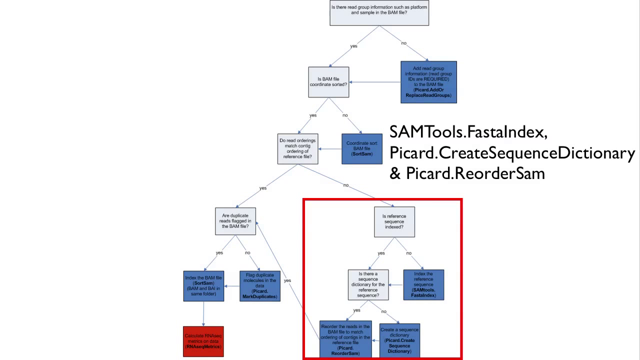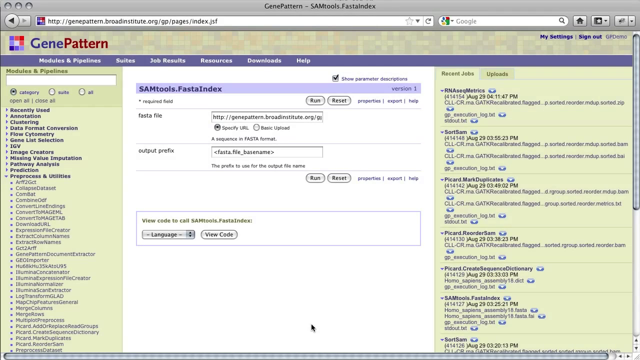The next step in our workflow is to index our reference Fasta file. To do this, we'll use the SAM Tools Fasta Index module. SAM Tools Fasta Index takes a reference fasta.fa file and creates a .fai index file for it, which will be used by both Picard Reorder SAM and RNA-seq Metrics to quickly locate and retrieve information from the reference sequence. The module outputs both the originally input Fasta file and its newly created Fasta index in .fai format.